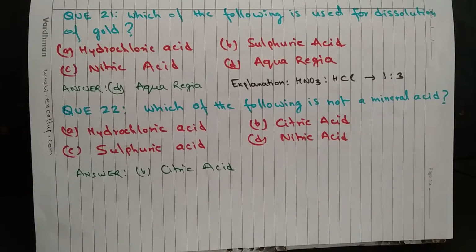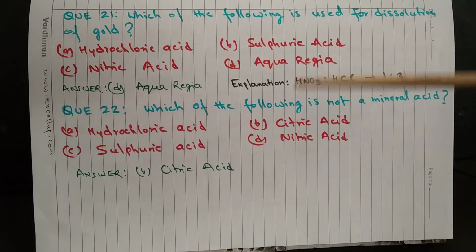Gold is a non-reactive metal. It does not react with any acid, but aqua regia is a mixture of nitric acid and hydrochloric acid in 1:3 ratio. So aqua regia becomes strong enough to even dissolve gold, and that is why this is the correct answer.